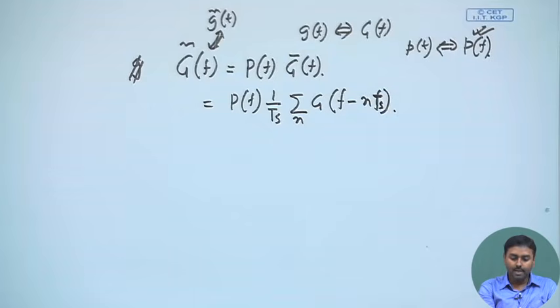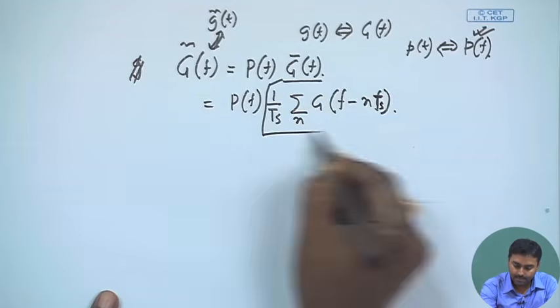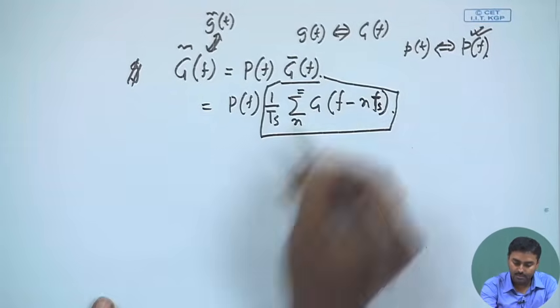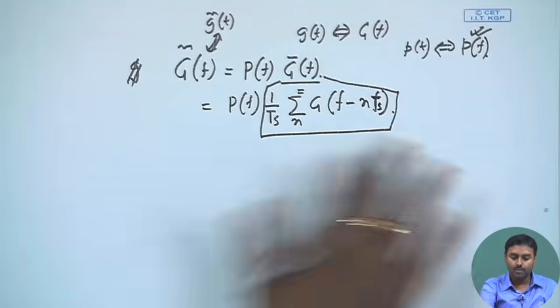So, this is something we have already proven, that this G hat t is equal to this. This is something we have proven in our sampling theorem, by doing the Fourier series and then followed by a Fourier transform. So, this is what happens.